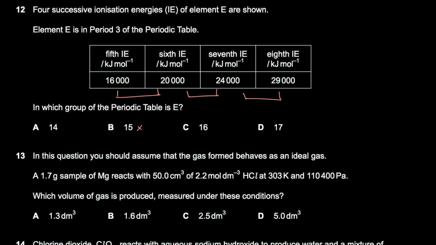Group 15 would mean 5 valence electrons, so you would see a big jump from the 5th to the 6th. Group 16 would mean you see a big jump from the 6th to the 7th, because that would be 6 valence electrons. And a big jump from the 7th to the 8th would mean that it's group 17, because that would mean 7 valence electrons. The first 7 are easier to remove, the 8th one would be much more difficult. Because you're not seeing any big jump in each of these cases, we know it's not 15, 16, or 17, so it must be group 14. So this is another example in which you have to find the answer by elimination, because there's no information given to you here that would directly lead you to conclude that group 14 is the answer.